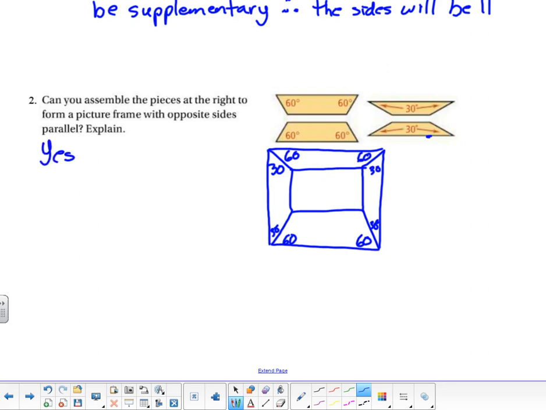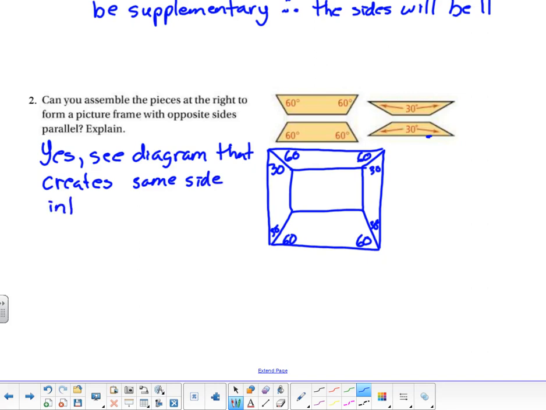And so the answer to this question is yes. We could say C diagram, that creates same side interior angles that are supplementary.